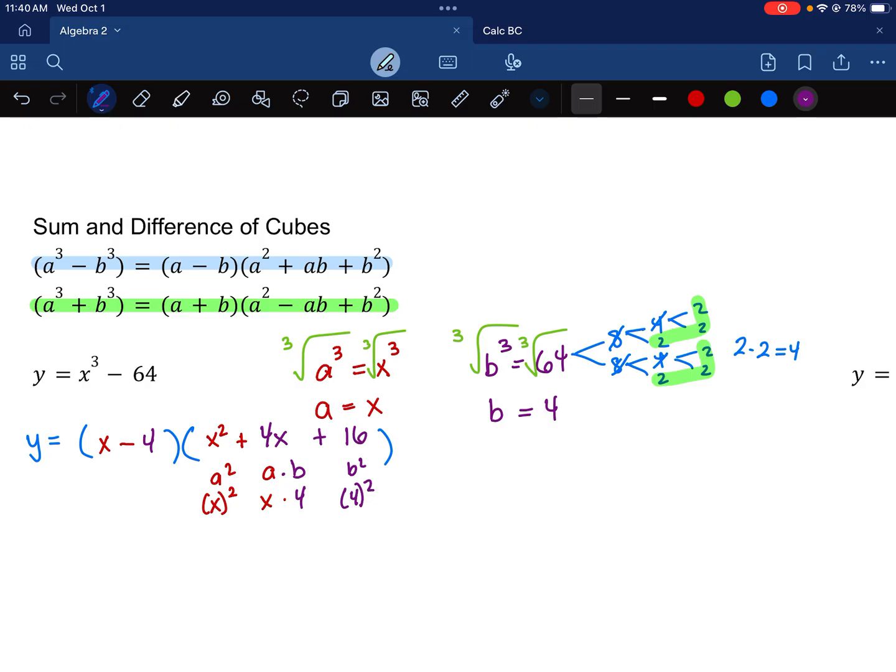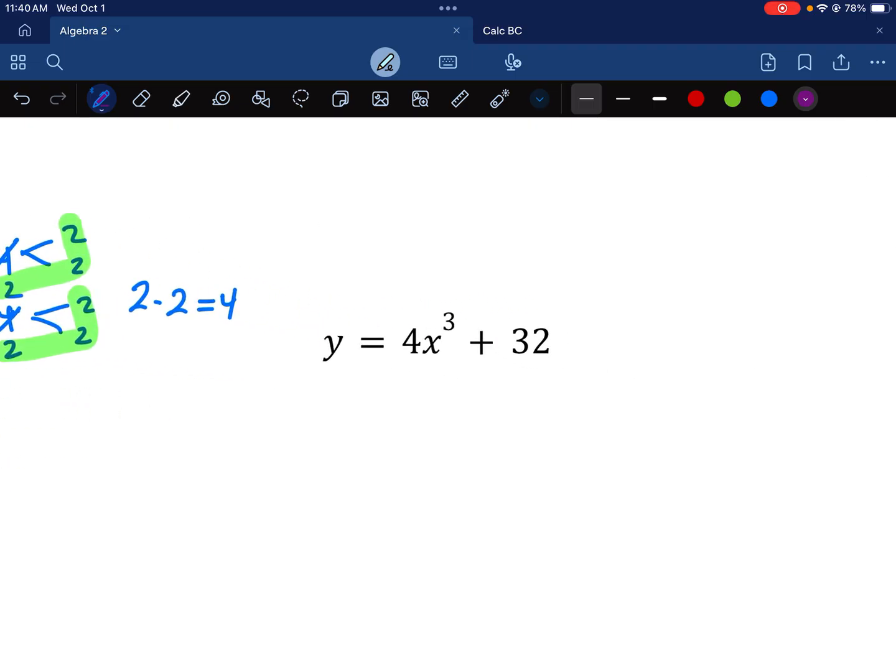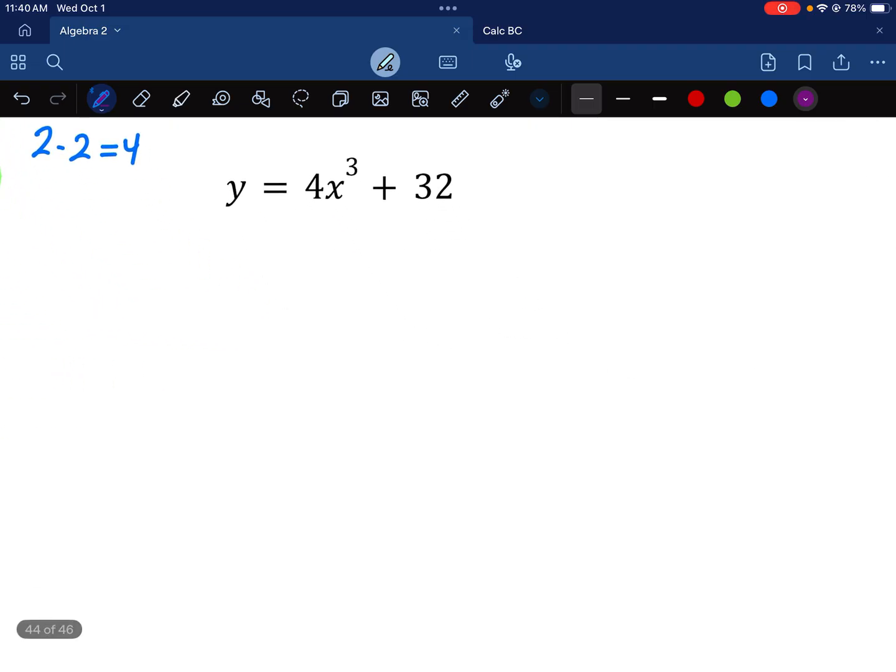So now let's look at another example. Again, the first question we always ask ourselves is, do we have a greatest common factor? So we have a 4 here and a 32 here. The 32 doesn't have any x's, so the GCF is not going to involve an x. But 4 and 32 definitely have something in common. They both have a 4 in common. So let's divide out a 4. So we have x to the third, and then 32 divided by 4 is 8.